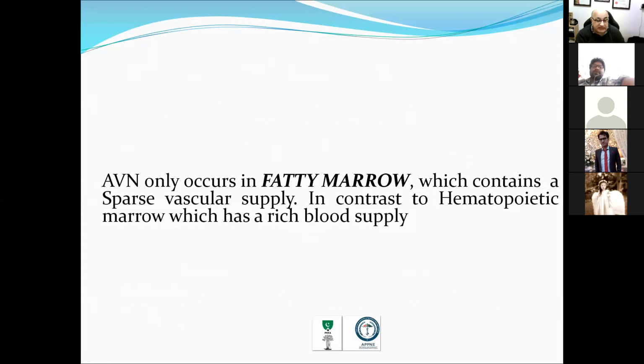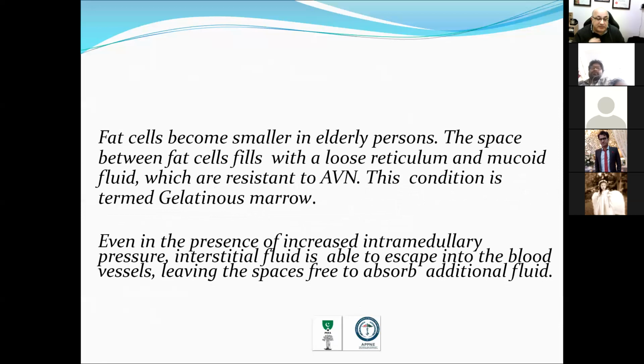And the reason for that is you need to have a fatty marrow. Okay, a fatty marrow is needed for you to have AVN. In the older people, the fat cells become smaller. Okay, so the fatty marrow becomes smaller. So that marrow is then called gelatinous marrow, and gelatinous marrow will have profusion of blood from all around it.